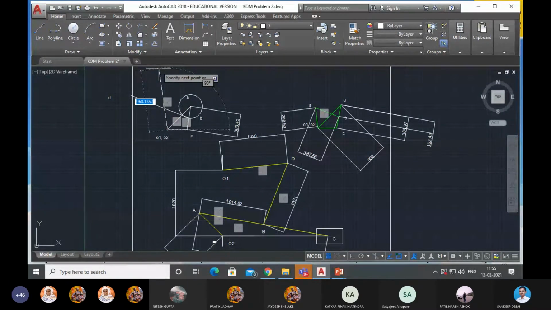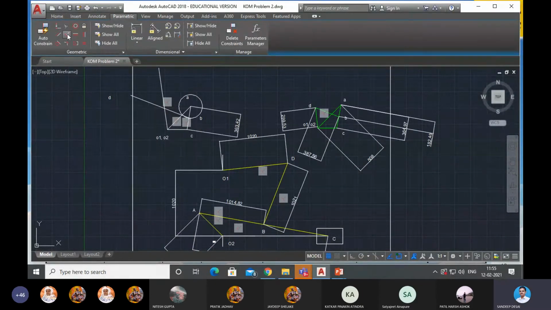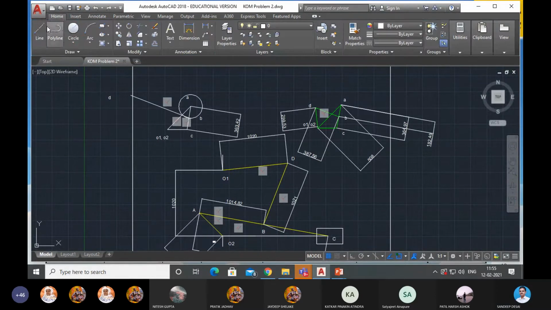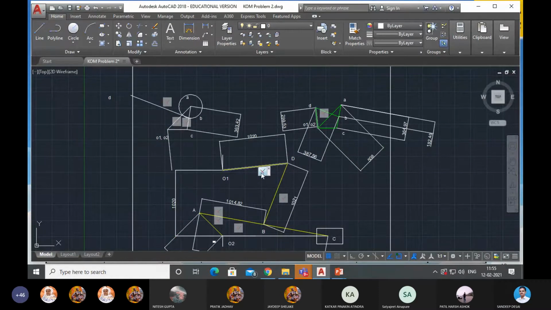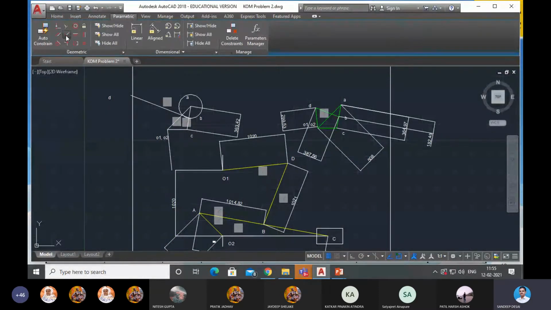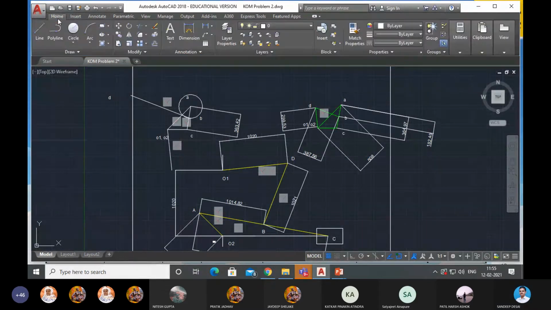Okay. And now let us make it perpendicular. Go to parametric. Select this line. No, again there is some problem here. So let us move the line to this side. There is some problem, so let us draw it approximately perpendicular here. Let us make it perfectly perpendicular. Is it perpendicular now? Yes or no? Yes, sir.